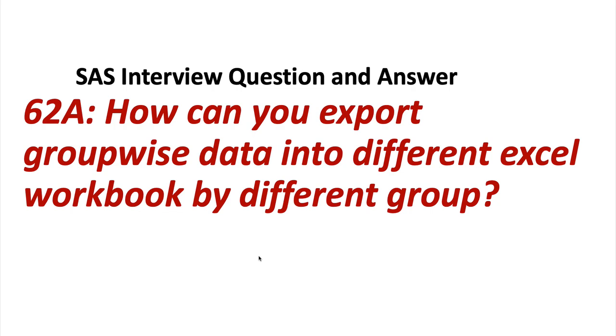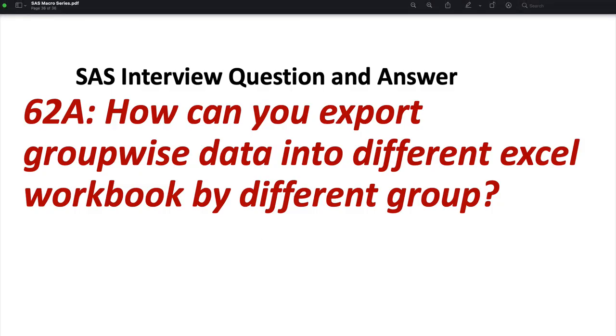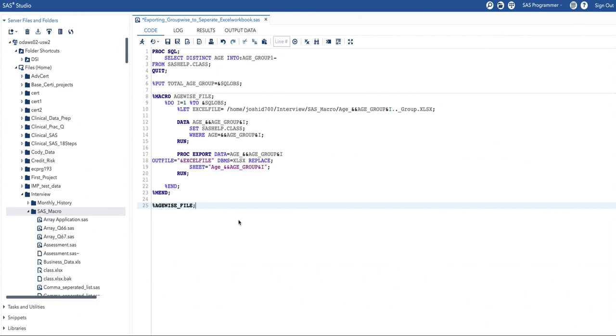To explain this question, I'm going to take one of the simple datasets, that is the SASHELP.CLASS dataset. From this dataset, we are going to export each age group's data into a different workbook by different age group name. Let me go through the SAS window and explain the step-by-step process. This is the SAS window where we use the SASHELP.CLASS dataset.